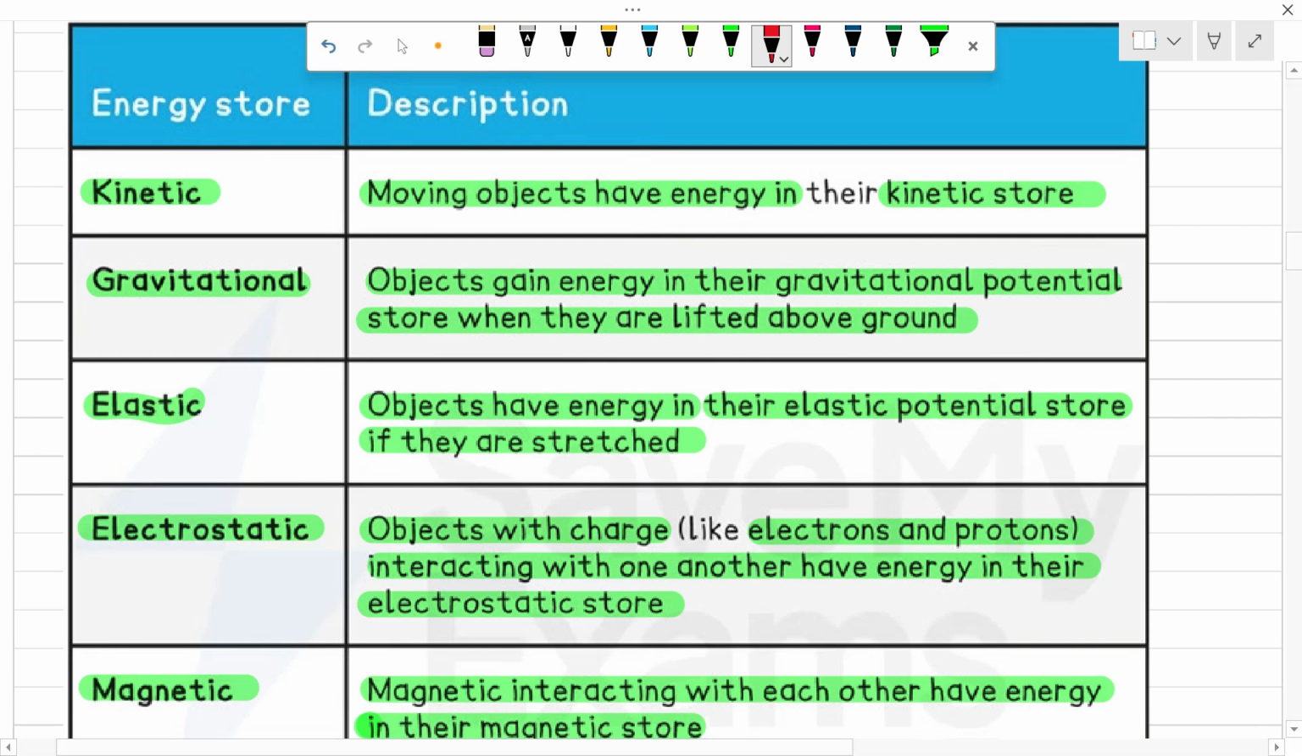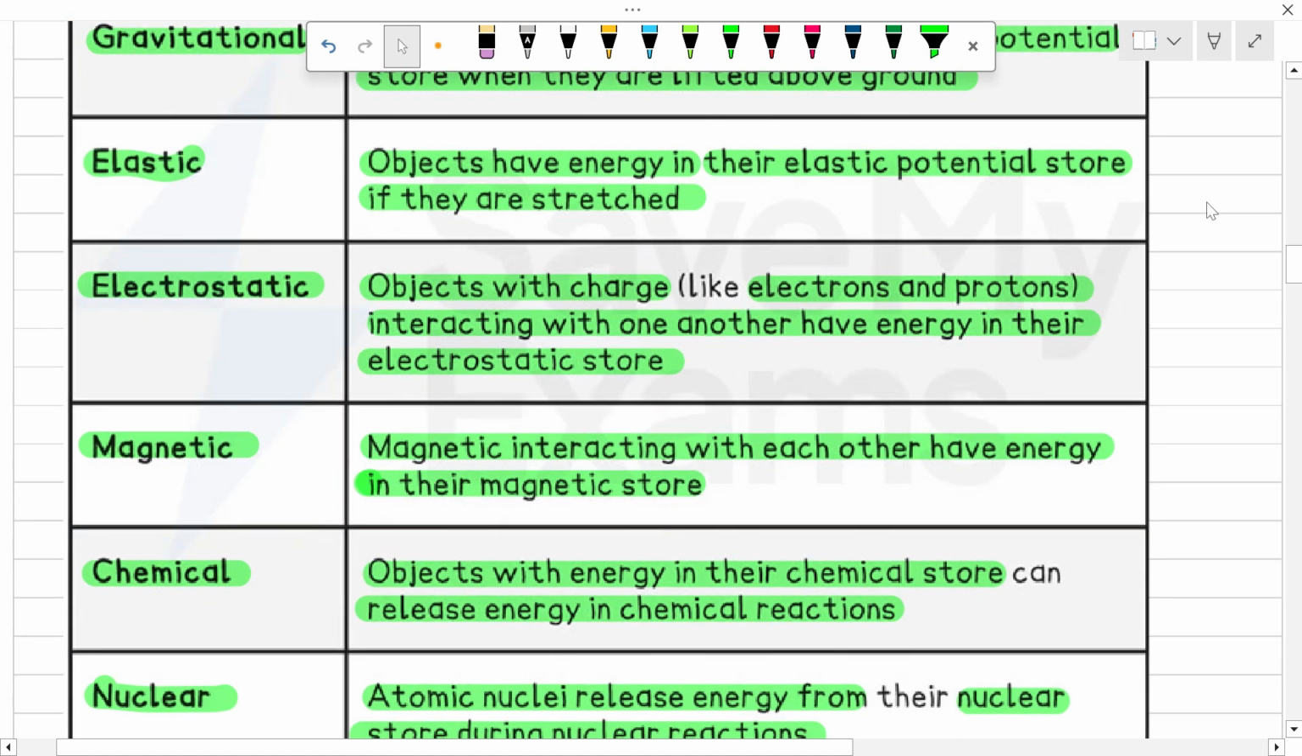Gravitational is when objects gain energy in their gravitational potential store, they are lifted above the ground. So the higher you go, because gravity is the pull or force that pulls you down perpendicular to the position on Earth towards the center, right? So the farther away you go from the center of Earth, the more gravitational pull there is upon you. Then we have elastic, which is when objects have energy in their elastic potential store when they are stretched. So just when you're stretching, you have elastic energy.